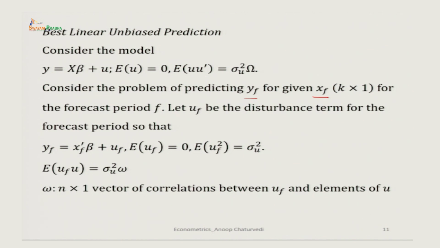But u_f is correlated with u also, because now the model has this kind of variance covariance matrix. So, the disturbances have some kind of autocorrelation also. So, naturally u_f is correlated with u, and we assume that the expectation of u_f u is equal to σ²ᵤ ω. So, ω is the n×1 vector of correlations between u_f and the elements of u.